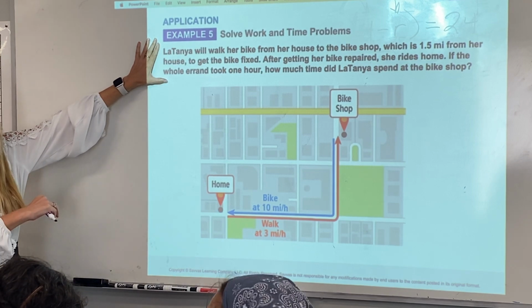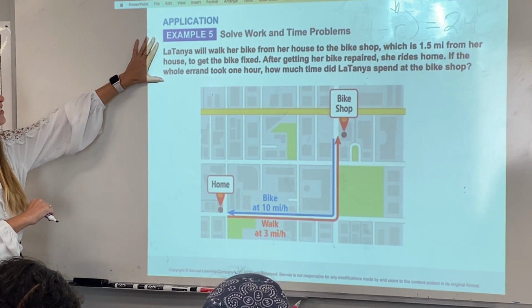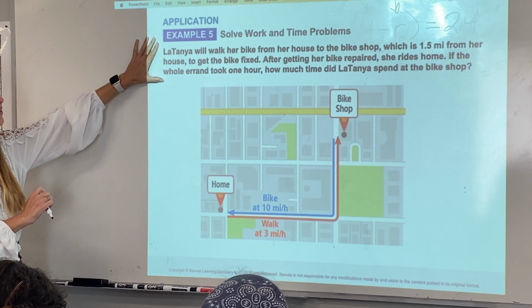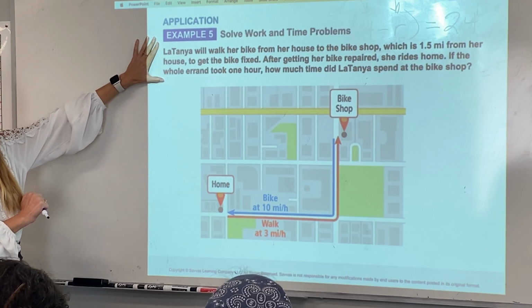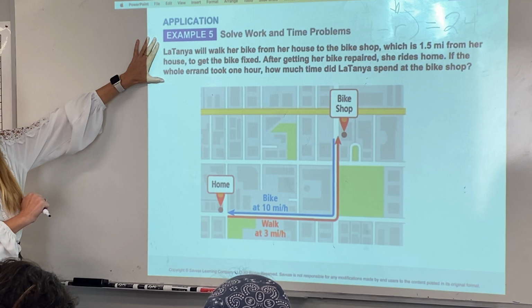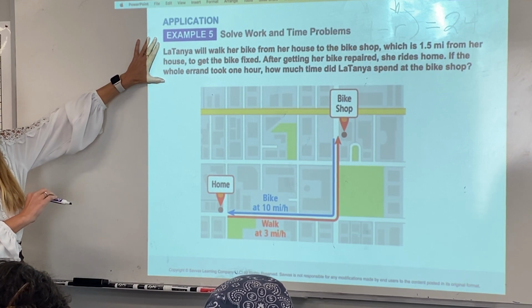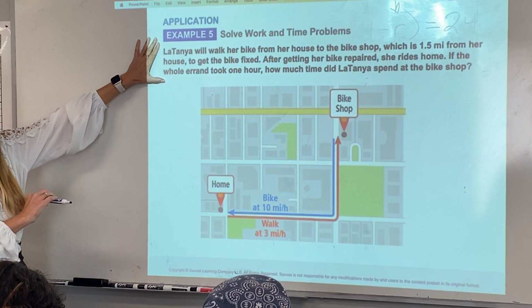Latanya will walk her bike from her house to the bike shop, which is 1.5 miles from her house, to get the bike fixed. After getting her bike repaired, she rides home. If the whole errand took an hour, how much time did Latanya spend at the bike shop?